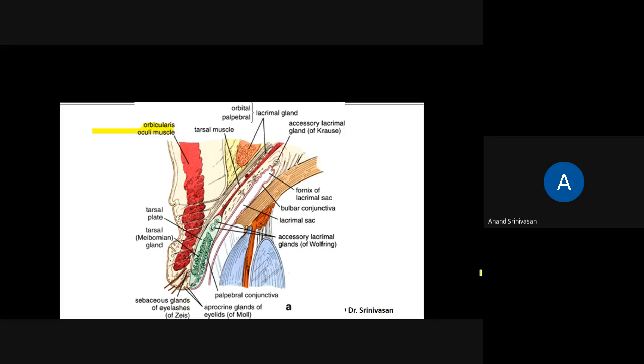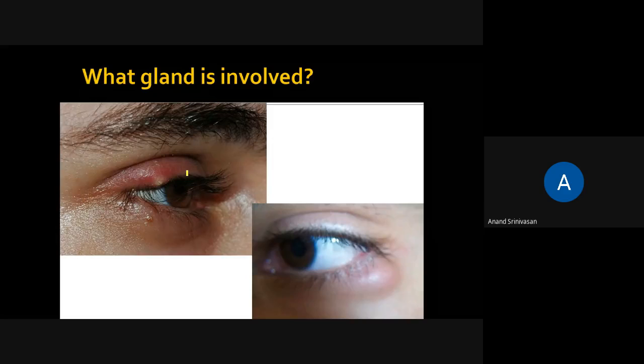Any doubts? The other things are not needed. So just remember the orbicularis oculi, which is supplied by the facial nerve, and helps in closure of the eyelid. Okay, so this is a gland.